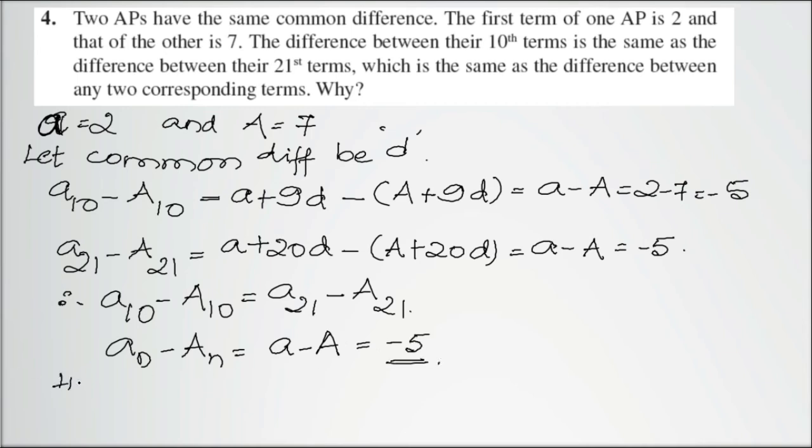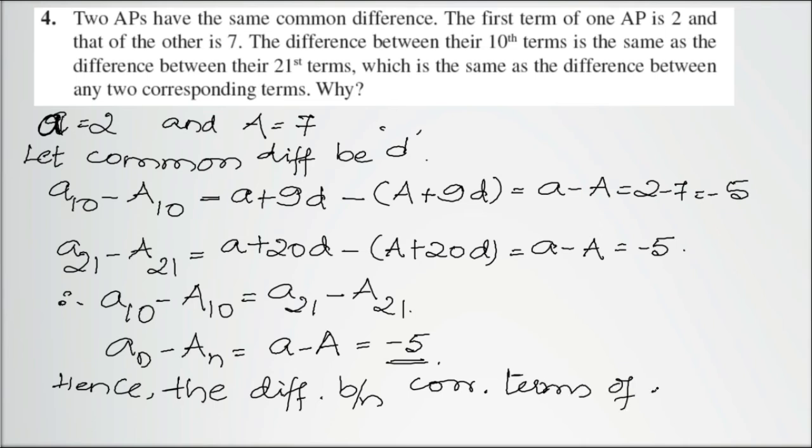Hence, the difference between the corresponding terms of arithmetic progression will be the same as a minus capital A, nothing but minus 5.